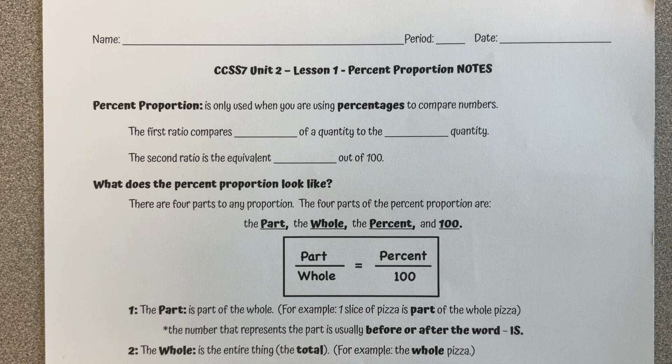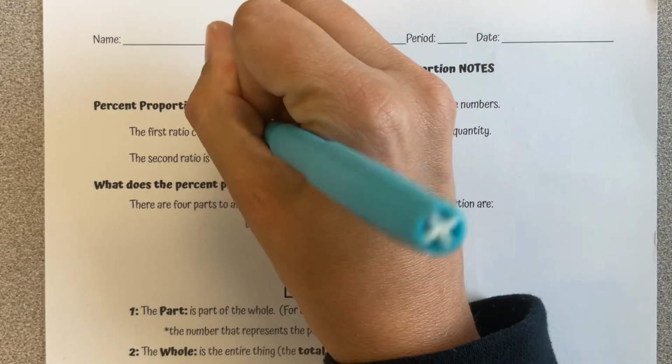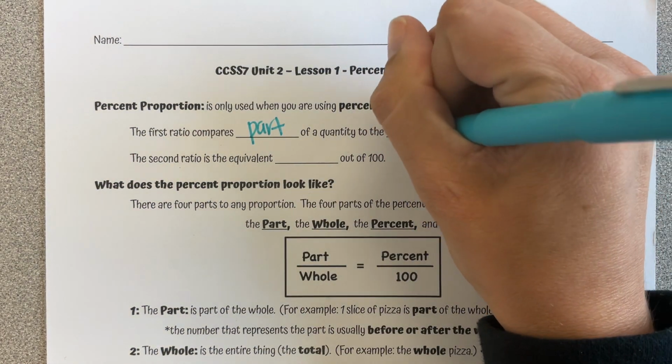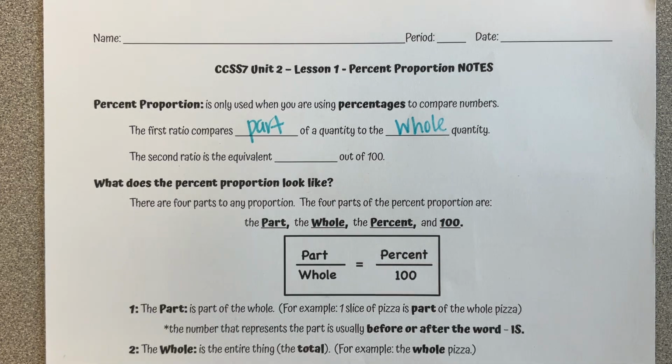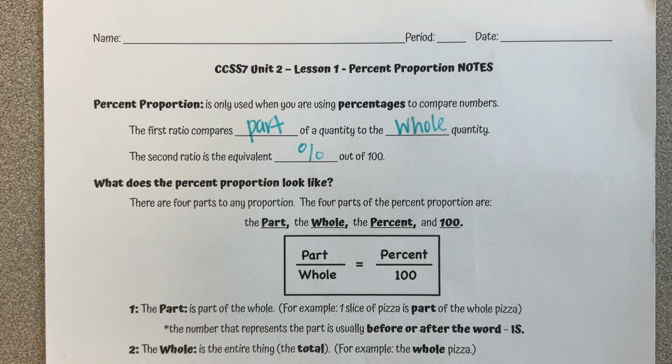For this lesson, we are going to be looking at percent proportion problems. We use percent proportions when we are using percentages to compare numbers. We're going to set up a proportion like this. The first ratio is comparing part of something or of a quantity to the whole quantity. And the second ratio is the equivalent percent out of 100.